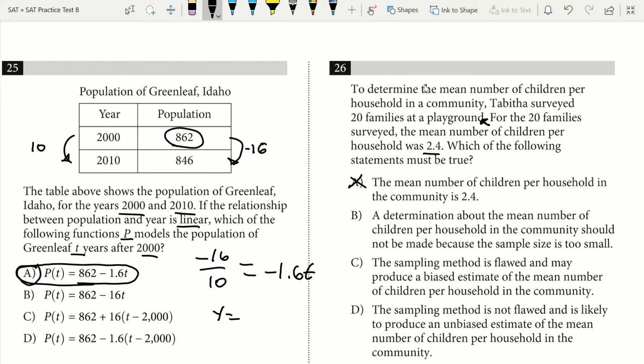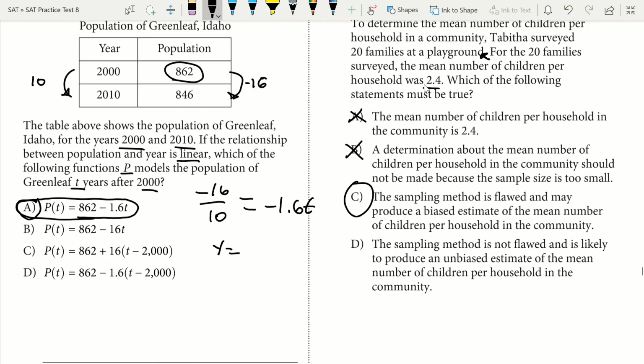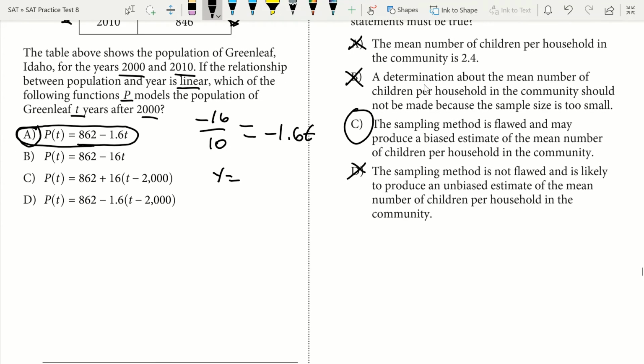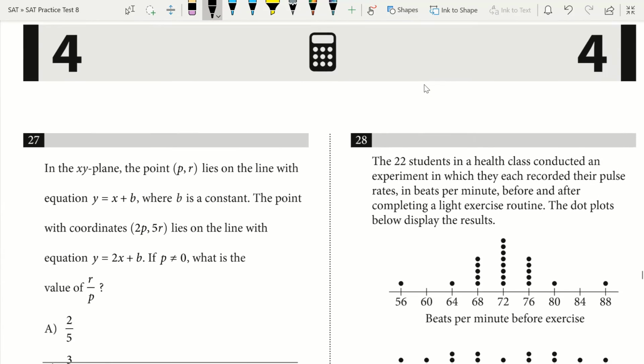A determination about the mean number of children per household in the community should not be made because the sample size is too small. While 20 is a decently small sample size, it's considered large enough. So we're not going to pick that. And then C, the sampling method is flawed and may produce a biased estimate of the mean number of children per household in the community. Yes, it's flawed because it's taken at a playground where the people who have families go, right? Larger families are more likely to go to a playground. D, the sampling method is not flawed, it is. So the answer is C there.